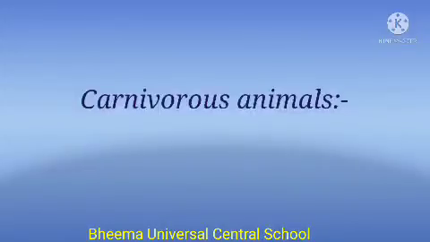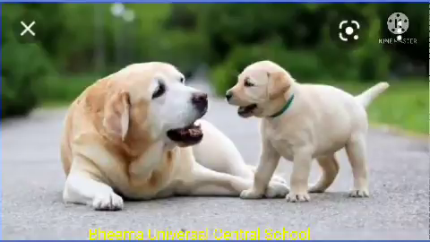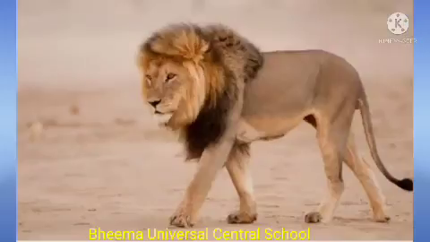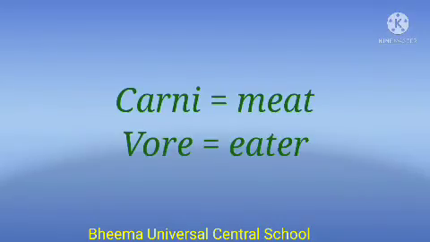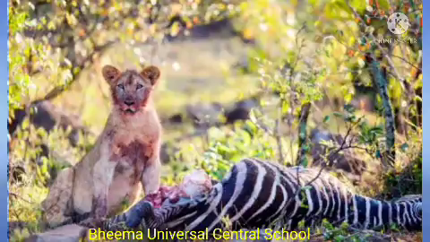Next is carnivorous animals. Tell me an example of carnivorous animals, or animals that eat the flesh of other animals. Very good. Dog, tiger, lion, cheetah. Carnivore is made from two words. Carni means meat or flesh and vor means eater. The animals which eat meat or flesh of other animals are called carnivores.